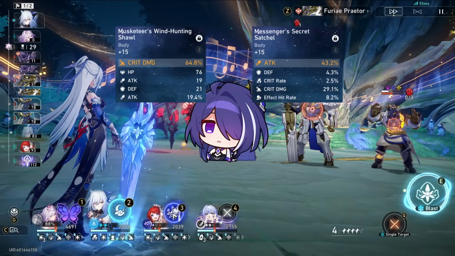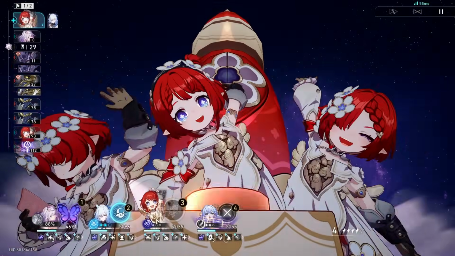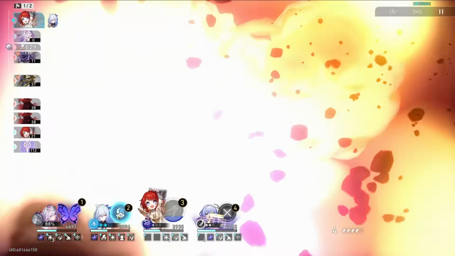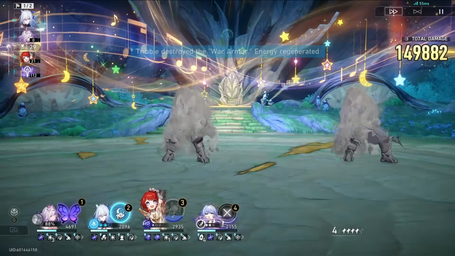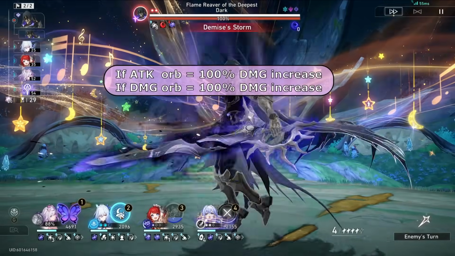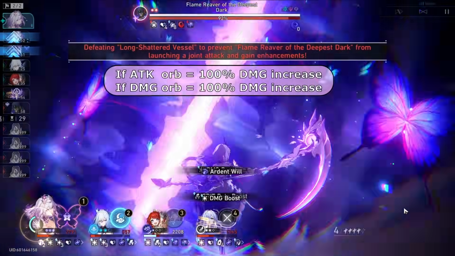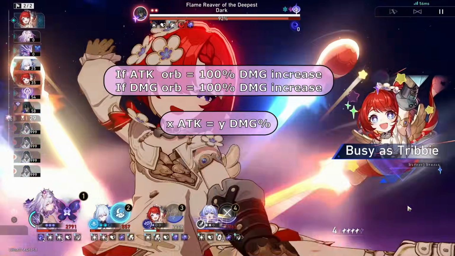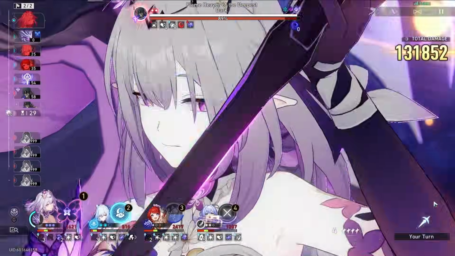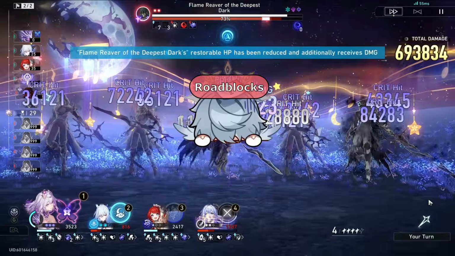Well, to figure out if we can or cannot, we just need to calculate the respective damage increase for those different sources. For example, if an attack orb and damage percent orb both gave a 100% damage increase, then we could say that X value attack is equal to Y value damage bonus. But we do stumble on 2 roadblocks when doing this.